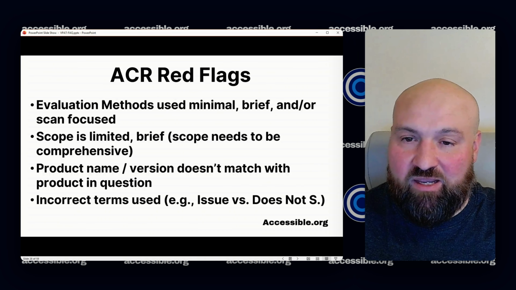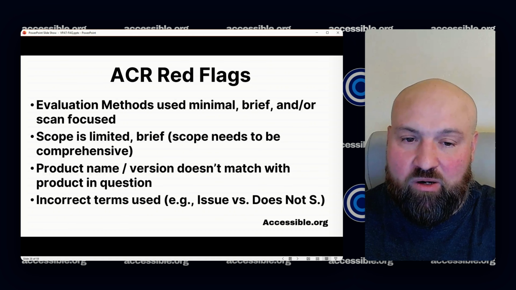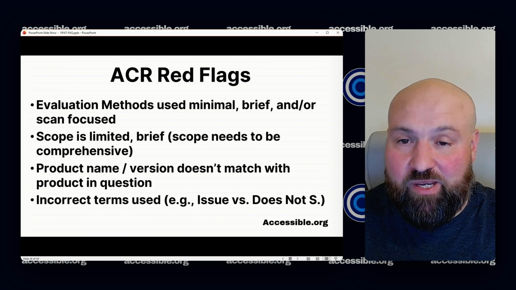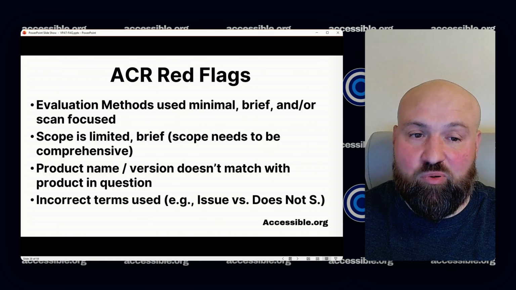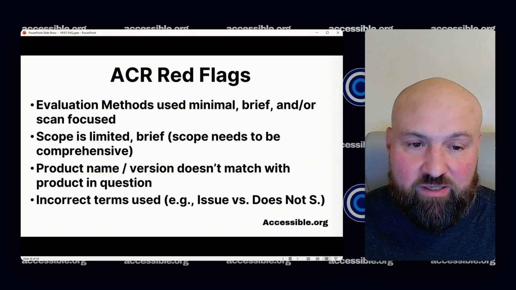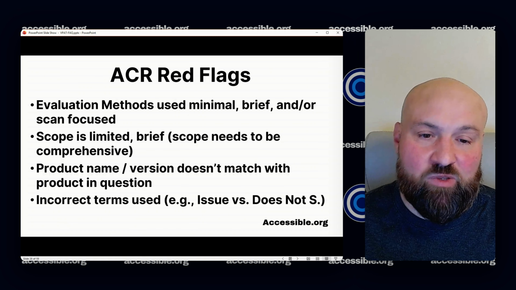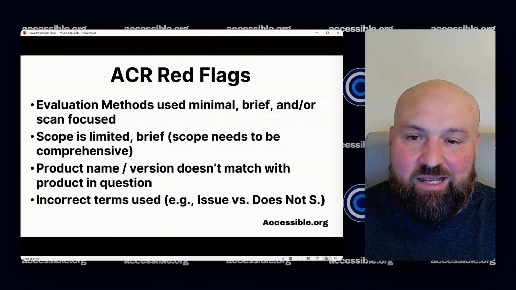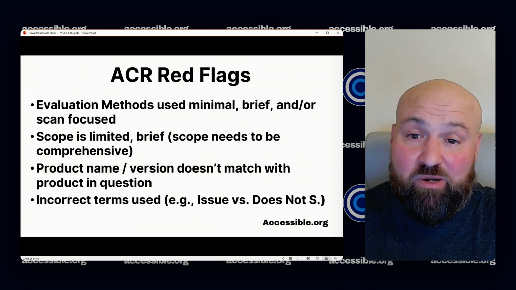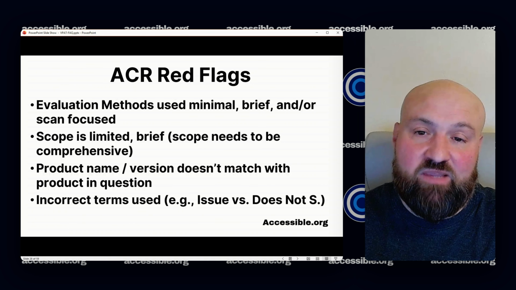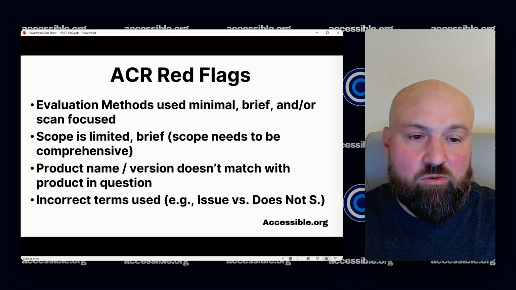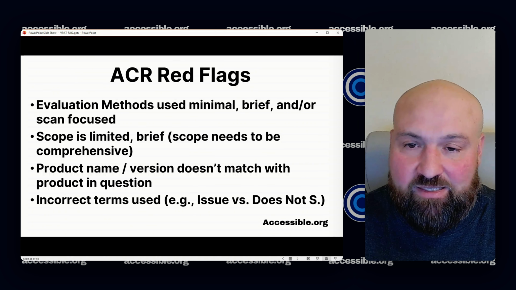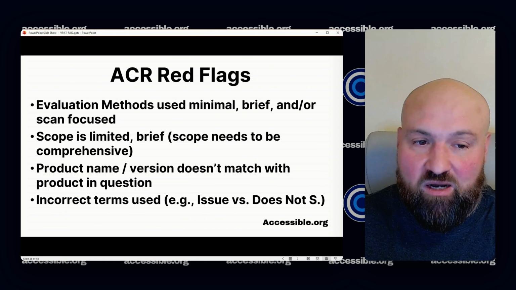So this is a red flag in a different way, not necessarily on the part of the provider, but on the ACR as a whole. We want to make sure that we have comprehensive coverage of the product or service. So next I have the product name and or version doesn't match with the product in question. We need to make sure everything syncs up. The ACR should act as a mirror in a way. So it should reflect the accessibility status of the product or service in question. So this should be a one-to-one. There should be no deviation. It should just bring forward the exact details and the exact accessibility status of the product or service.